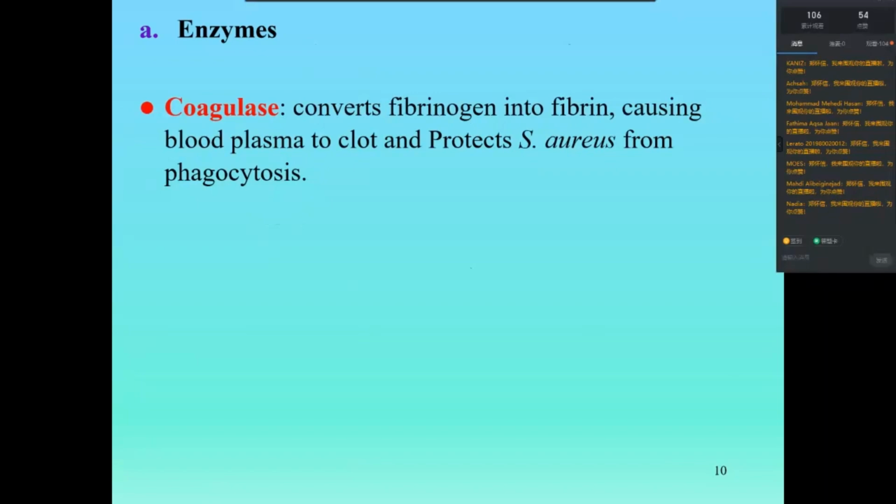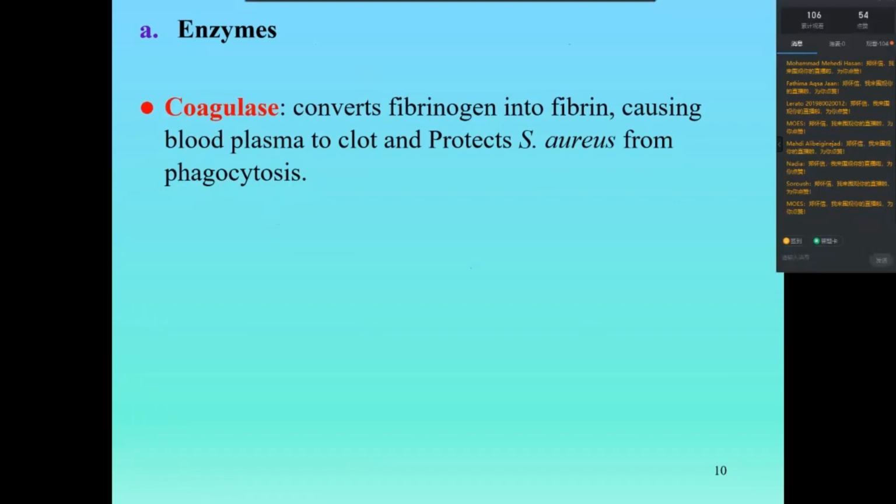And also they produce toxins. We are talking about exotoxins. They produce different hemolysins, and these hemolysins can lyse red blood cells.